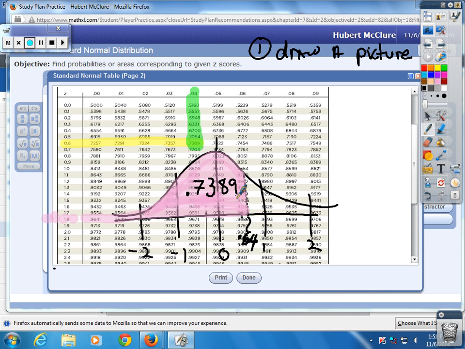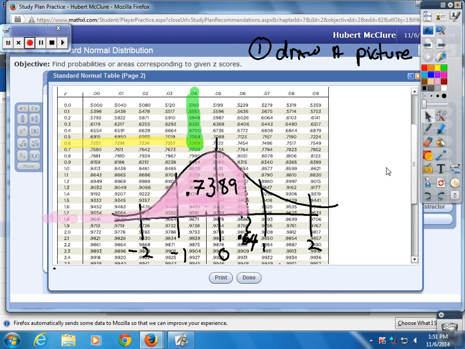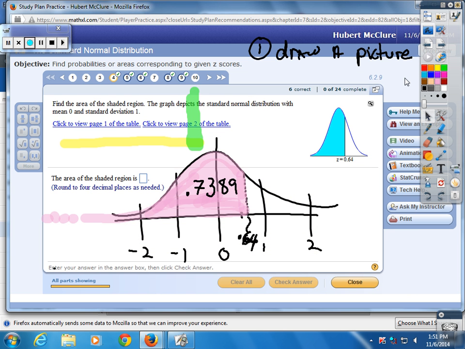All right, let's do another. So that's the answer you typed in? Yeah, you type in 0.7389. Because if you look at the question, at the top, right there, how many places? 4 means area. And you type that in, 0.7389, and you feel good about yourself.